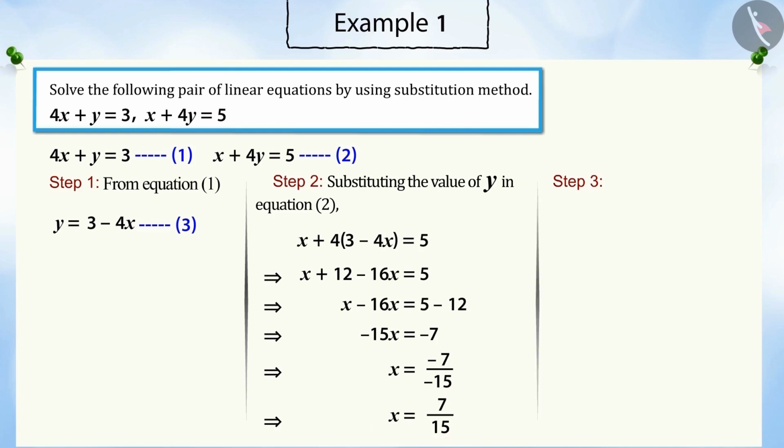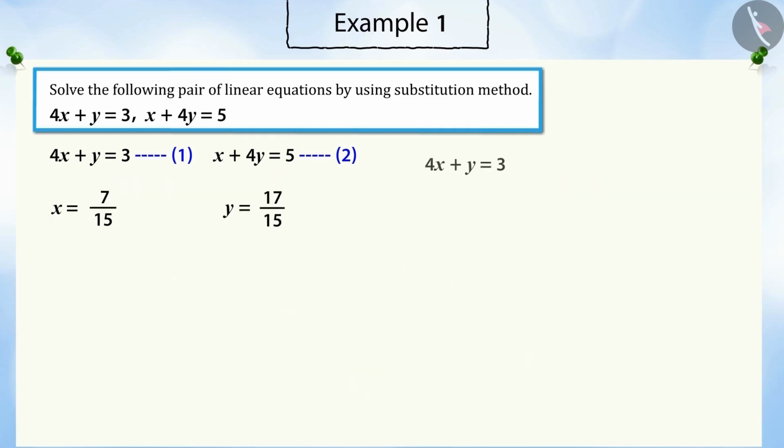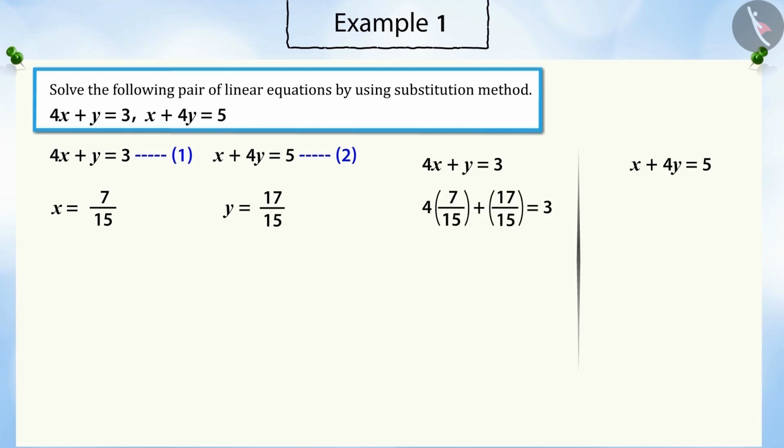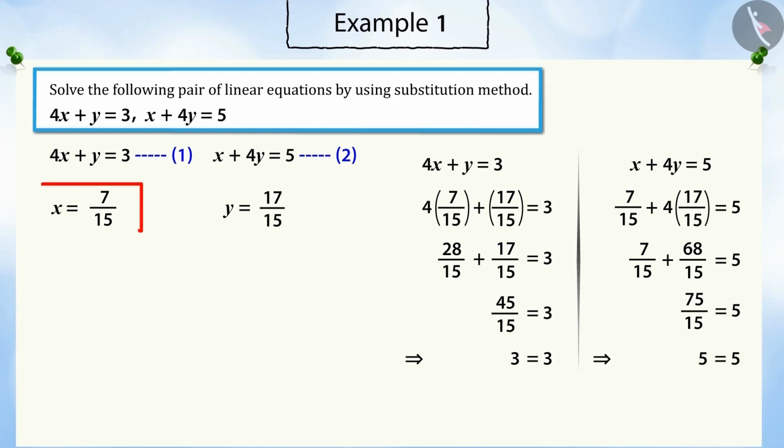Now in the third step, we take the value of x obtained from step 2, substitute it in equation 3 and find the value of y. On doing so, we get y is equal to 17 by 15. We substitute the values of x and y in equations 1 and 2. And on solving, it can be proved that x is equal to 7 by 15 and y is equal to 17 by 15. This is a unique solution to this pair of linear equations.